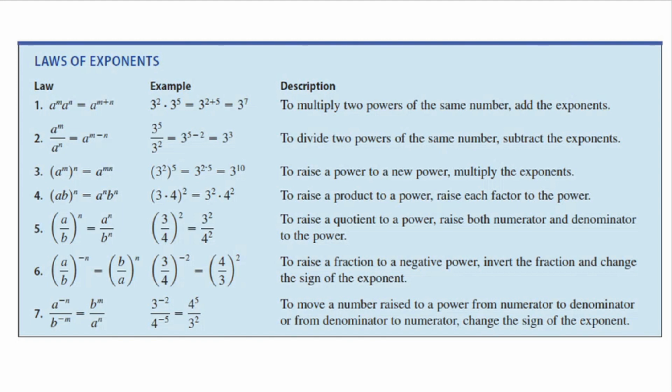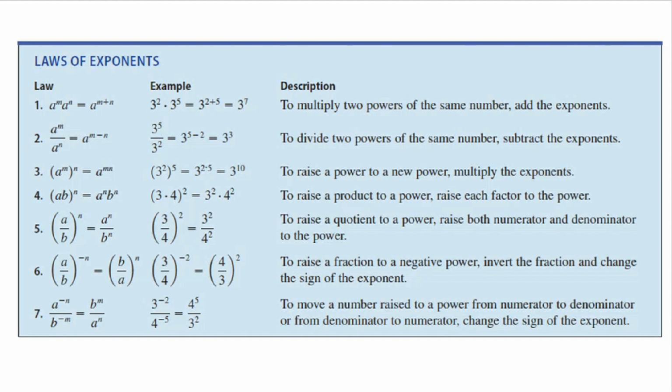Number one, we have a raised to m times a raised to n. If we are multiplying the same base, then we are going to add the powers or add the exponents. So to multiply two powers of the same number, add the exponents. Number two, this is a division: a raised to m over a raised to n. To divide that one, we are just going to subtract the exponents if the bases are the same. So to divide two powers of the same number, subtract the exponents.